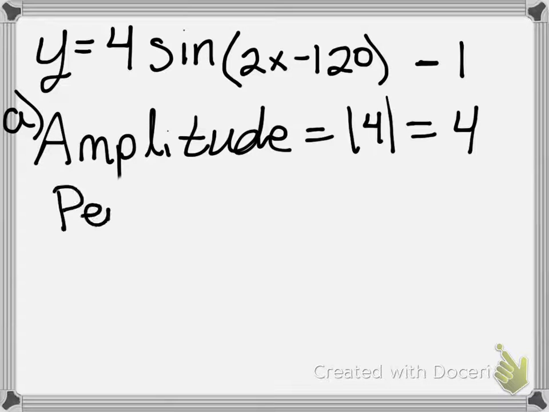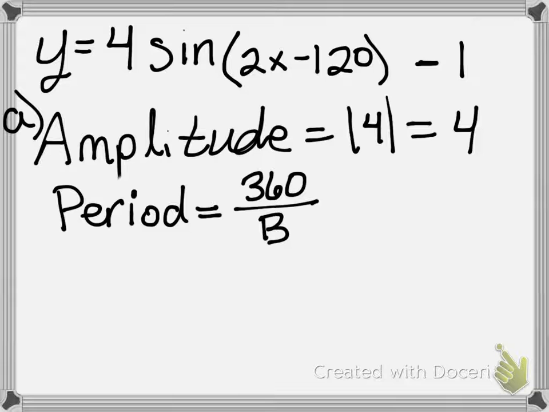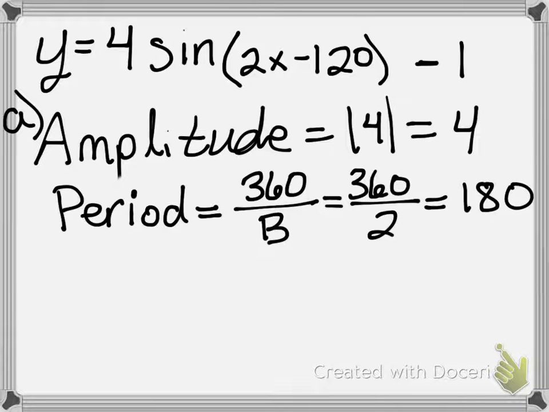We also need to find the period of this graph. Sine usually has a period of 360 degrees, and to find it, we just divide by b. The value for b in this case is 2, so now our period is actually 180 degrees. Instead of being at 360, it's now cut in half. So we've compressed it, like take your hands and try to clap together. That's what we're doing to the graph. We're compressing it. Instead of it being like this, it's now a little bit more like that.